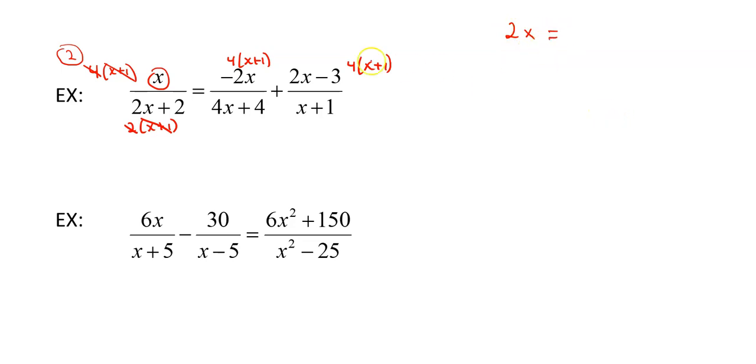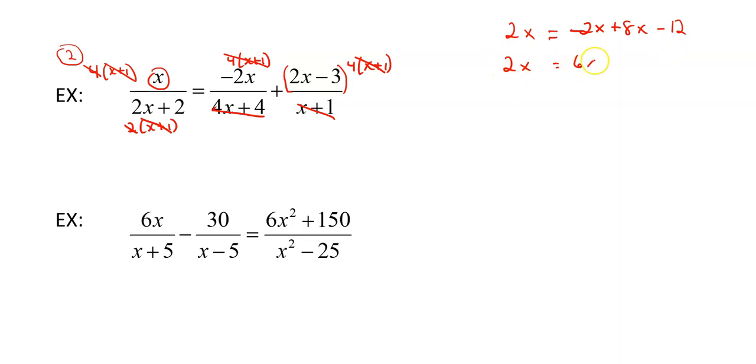Other side of the equal sign. 4x plus 4 up here cancels with the 4x plus 4 down there, and we're left with negative 2x. Over here, the x plus 1 here cancels the x plus 1 there, and now we just have to distribute the 4 to that 2x minus 3. So 4 times 2x is 8x. 4 times negative 3 is negative 12. And now this looks a whole lot nicer.